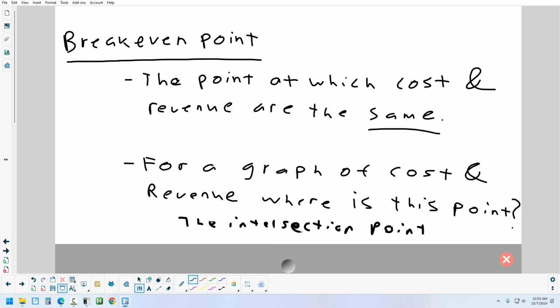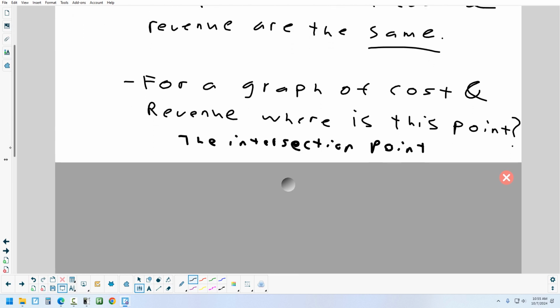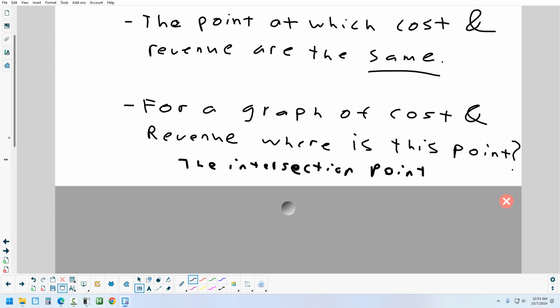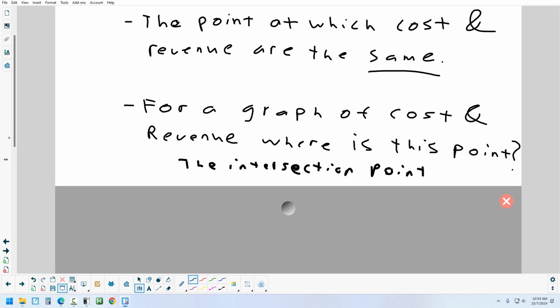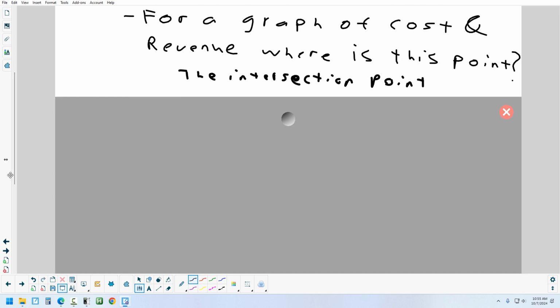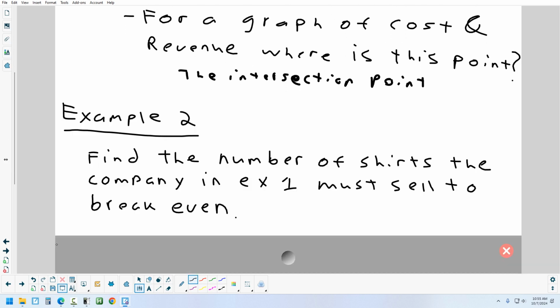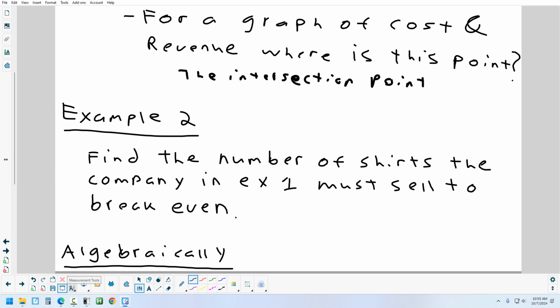So the break-even point is when the cost equals the revenue, and graphically, it's where those two cross each other. So what we're going to do is solve, in our problem, for the break-even point. Find the number of shirts that the company has to sell to break even. First, I'm going to do it algebraically, and then I'll do it graphically.